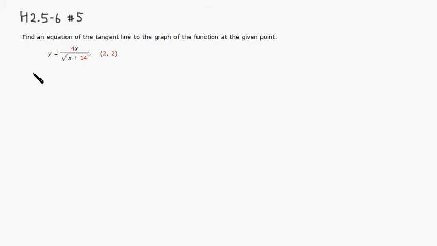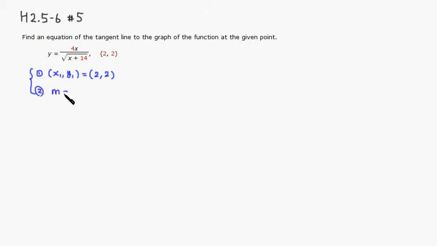As usual, we're looking for two pieces of information, and the first one is the point. I'm going to call it (x1, y1). Actually, we don't have to do any work here. It's given: (2, 2). So that was easy. The second piece of information is the slope m.